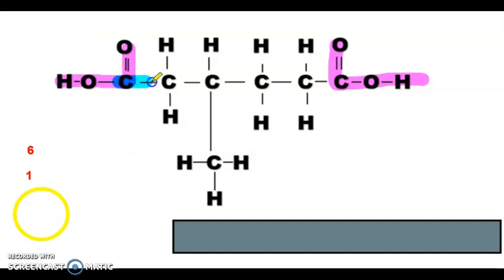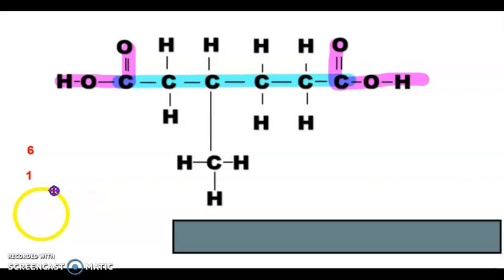So remember, we need to choose the longest continuous parent chain that contains the carboxyl group. So we'll have to go from there to there. So we have 1, 2, 3, 4, 5, 6 carbons in our parent chain. So if we didn't have these carboxyl groups, it would be hexane. And so we know that it's going to be a hexanoic acid. But now we've got 2 carboxyl groups. So we need to number it. So which one are we going to make carbon 1?